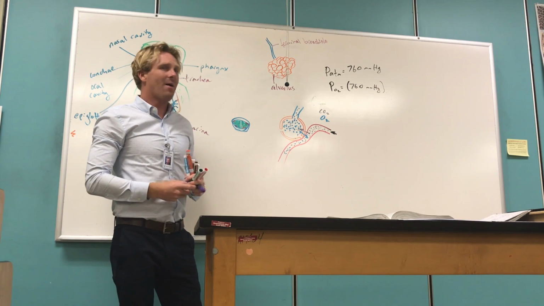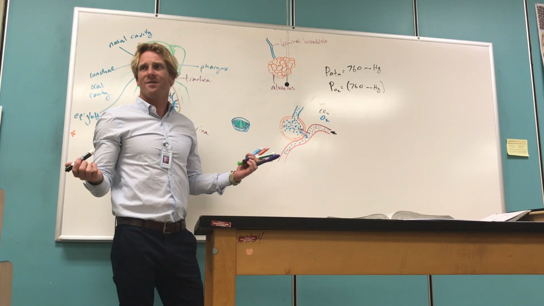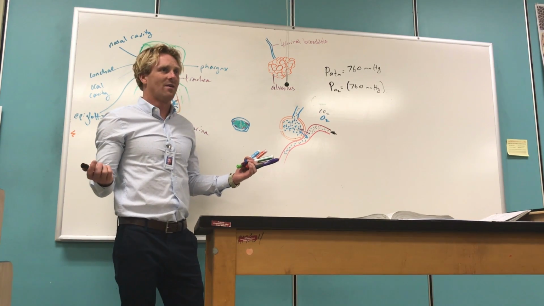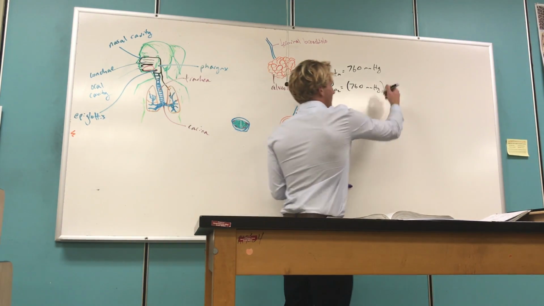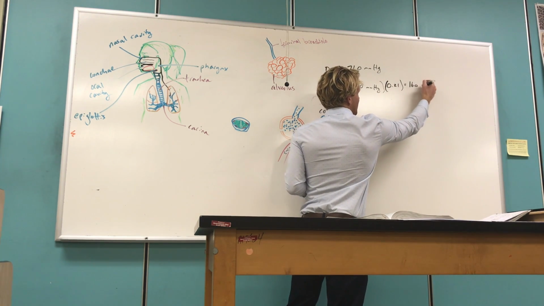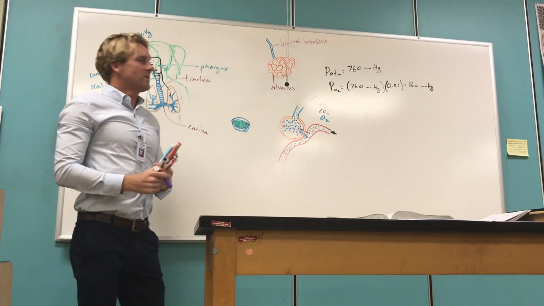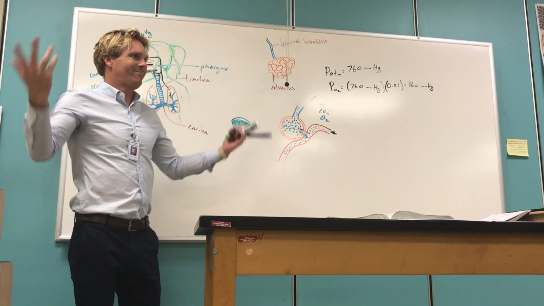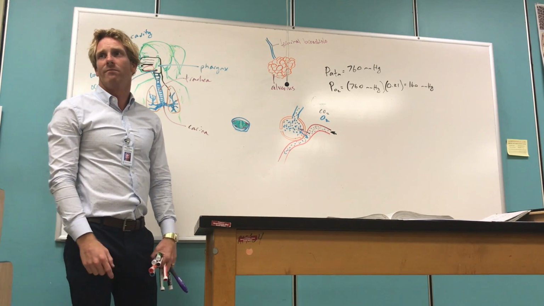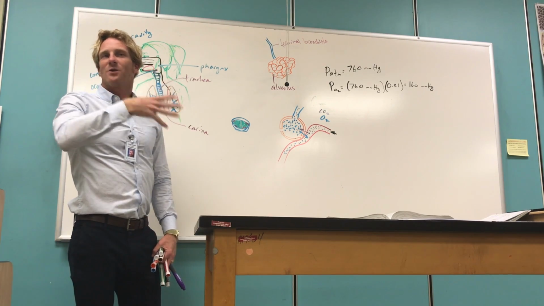And you multiply that by what percentage of the atmosphere oxygen is. What's the percent of oxygen? 21%. So you multiply this by 0.21, and you get about 160 millimeters of mercury. So the partial pressure of oxygen is just what contribution oxygen has to the total pressure, okay?